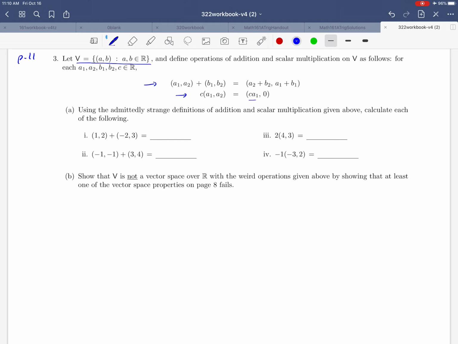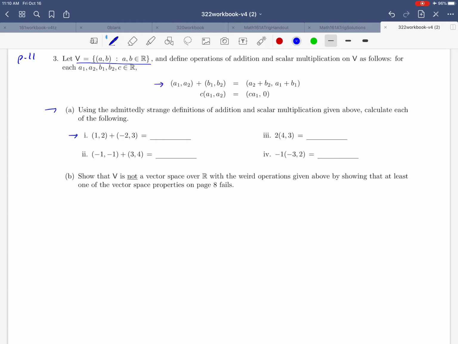This is a really strange way of defining addition and multiplication. We're going to see what happens as a result of making that strange definition now. Okay, so in part A, I want us just to do some calculations to get the feel for these strange operations that we've defined. So for example, how would we take (1, 2) and add it to (-2, 3)?